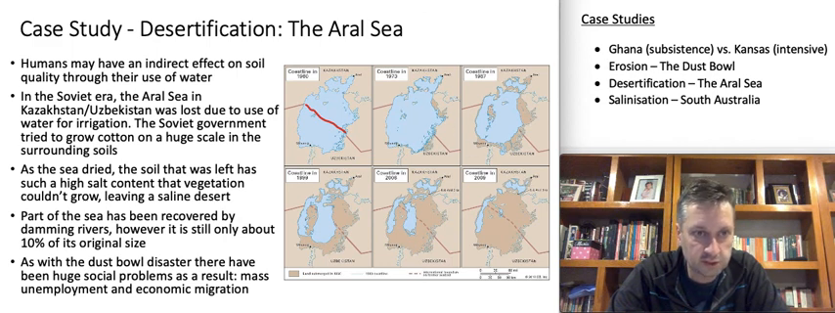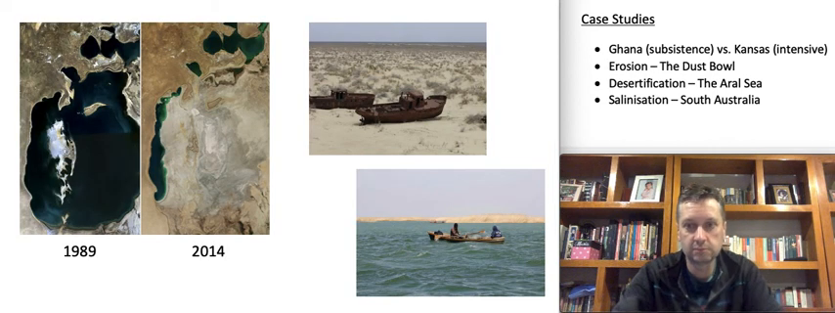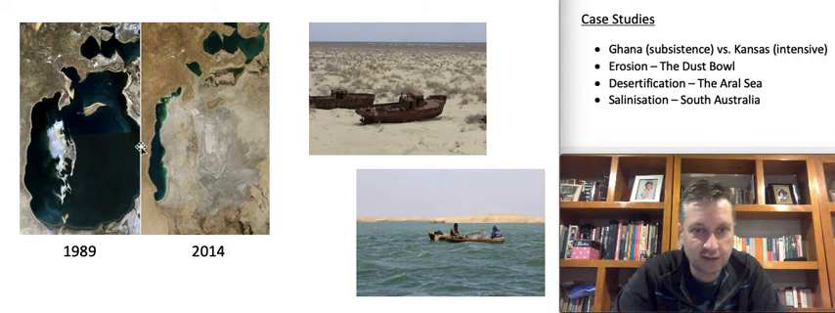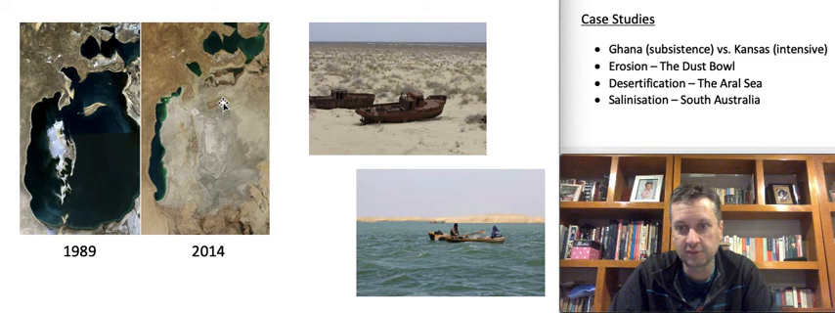A couple of pictures I can show you. So those are maps that I showed you before. These are actual satellite images. This is the lake in 1989. It was already a fraction of its previous size by then. And this was the lake in 2014, which is slightly later than the final map that I showed you on the previous slide.